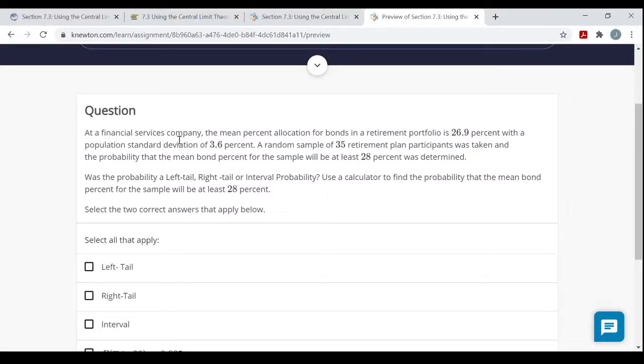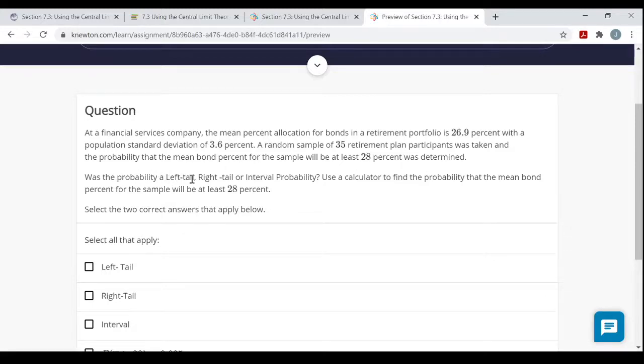At a financial services company, the mean percent allocation for bonds in a retirement portfolio is 26.9%. So 26.9 is mu, with a population standard deviation of 3.6. So this 3.6 is sigma. A random sample of size 35, so this 35 is n, retirement plan participants was taken. And the probability that the mean bond percent for the sample will be at least 28% was determined. What is the probability?